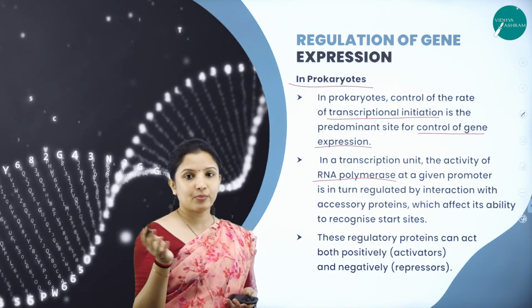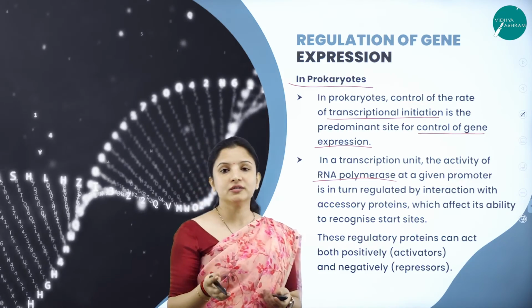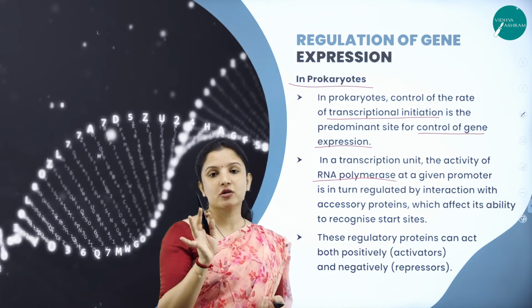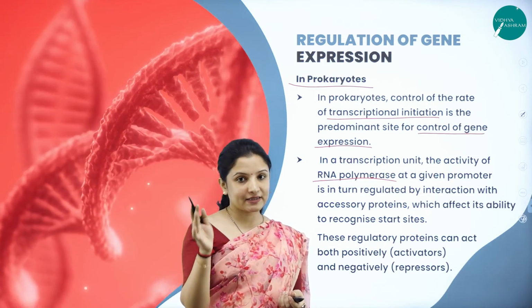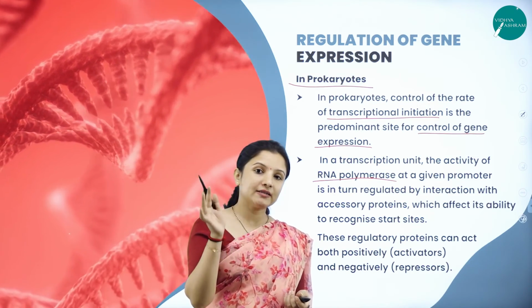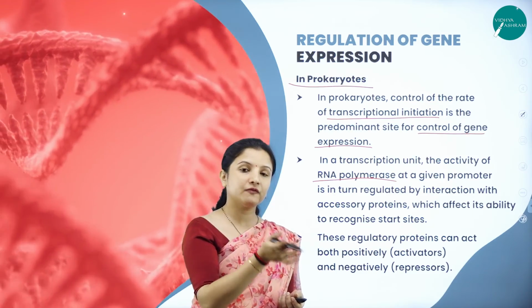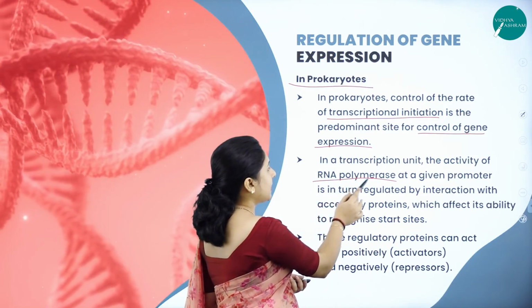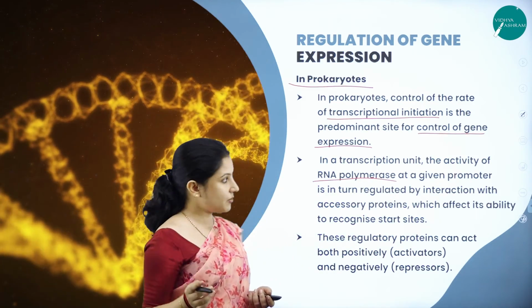Why is an RNA polymerase enzyme here? Because we are synthesizing, that is, during the process of transcription, what gets formed? An mRNA strand forms. If an mRNA strand has to get formed, which is complementary to a DNA strand, then a DNA-dependent RNA polymerase enzyme is important.